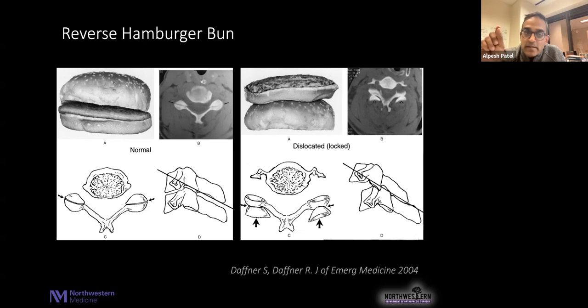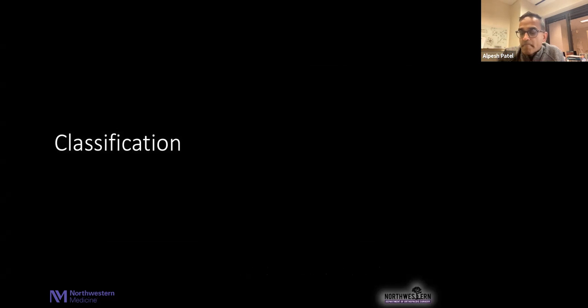If you see that on the axial view of a CT scan, you want to be a little skeptical about what's going on. Most of the time, these facet subluxations are pretty obvious, but sometimes they can be subtle, especially ones that have a tendency to dislocate and then partially reduce. You'll see some subtlety on the axial CTs there.